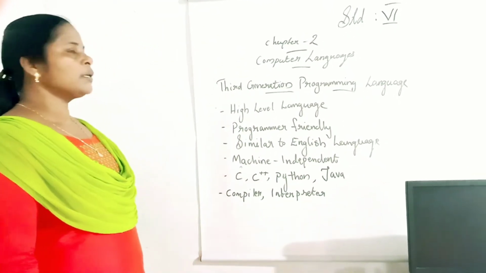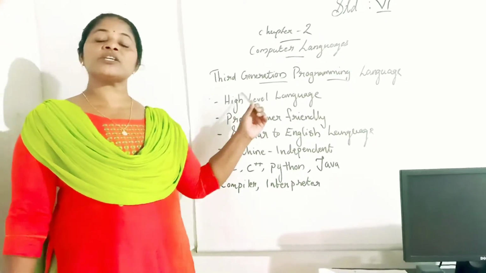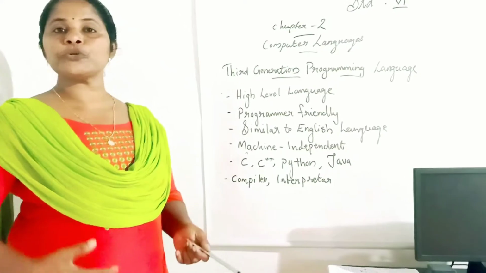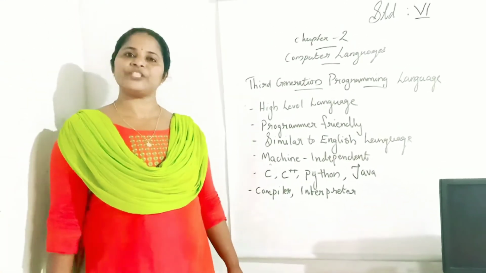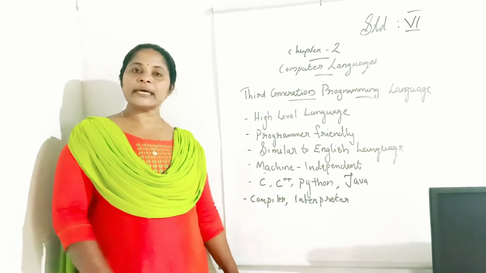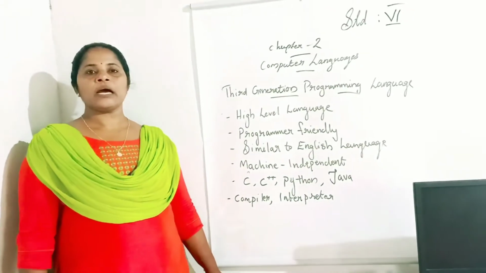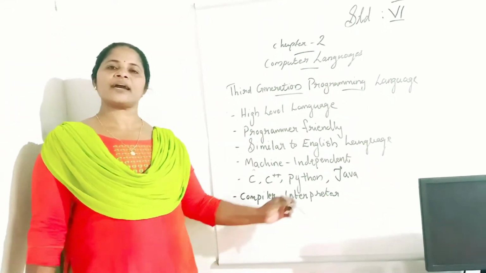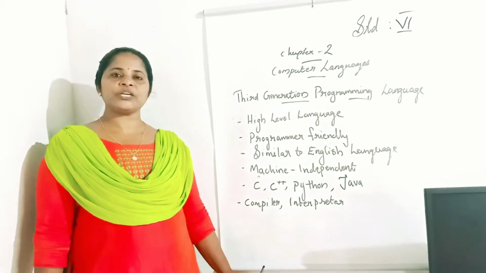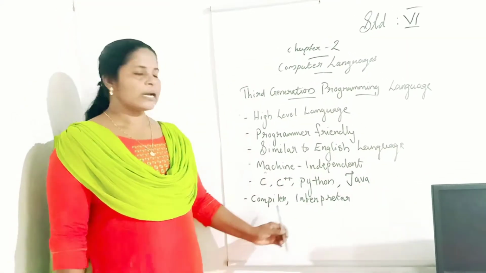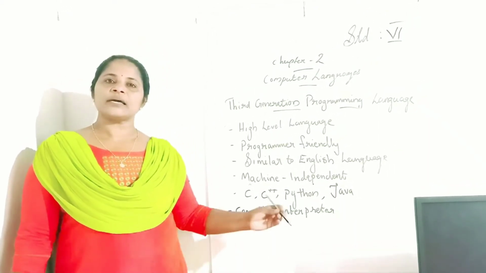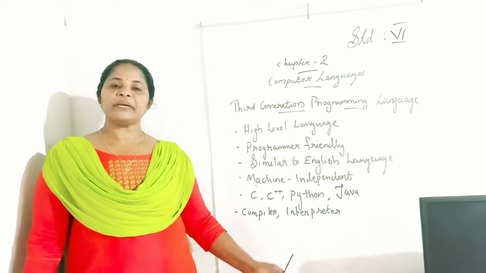Okay, and third generation programming language is a high level language. So we want to convert it into the form of machine language. For that we need a language processor, and compilers and interpreters are used to convert this high level language into machine language. And what is a compiler? A compiler is a language processor. It converts the high level language into machine language.